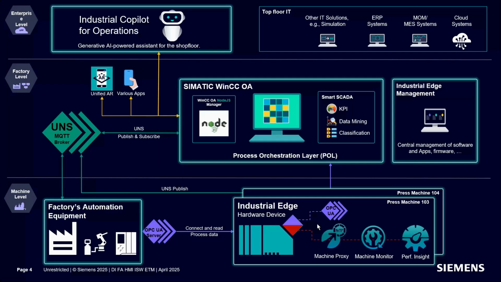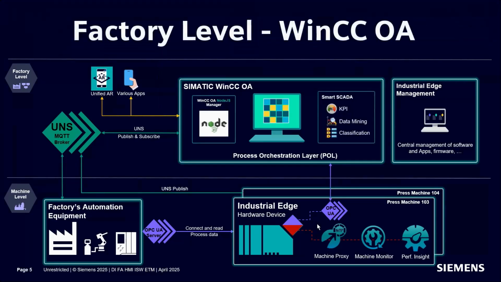And of course, Industrial Edge was also there, doing some additional enrichment of the data on machine level, where, for example, Performance Insight or Machine Monitor was used as an app to have some KPIs and other things calculated. And then, of course, on the process orchestration layer, we have WinCC Open Architecture linking to the UNS, importing all of the structure automatically.